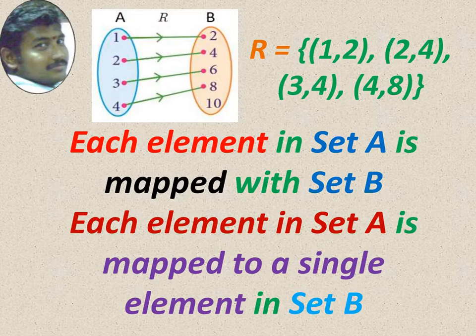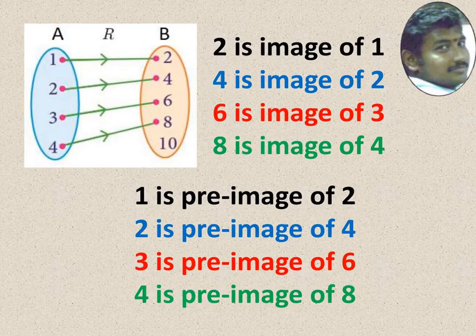Elements of set A are mapped with set B. Each element is mapped to a single element of B. So here 2 is the image of 1, 4 is the image of 2, 6 is the image of 3, 8 is the image of 4. Vice versa, 1 is the pre-image of 2, 2 is the pre-image of 4.